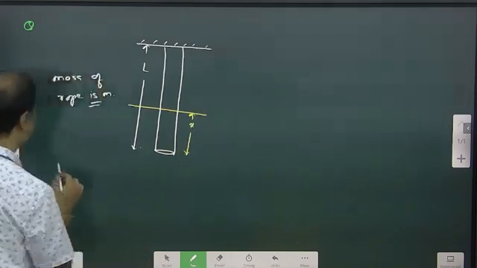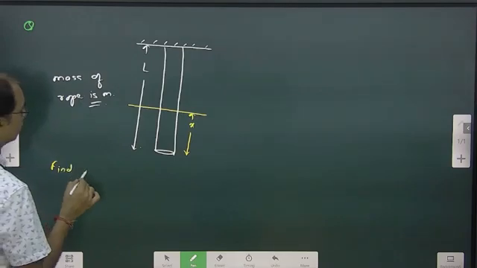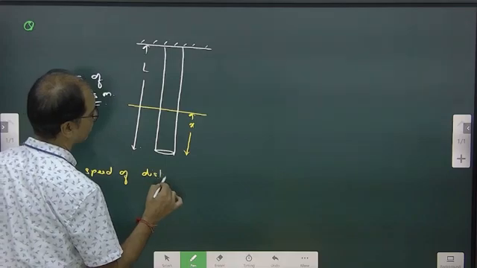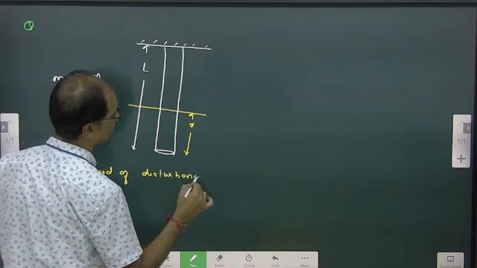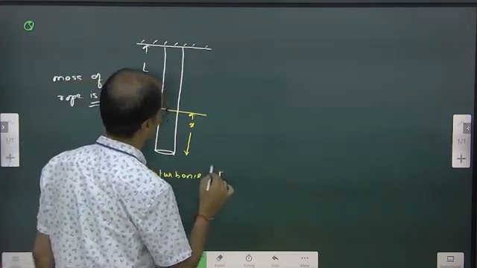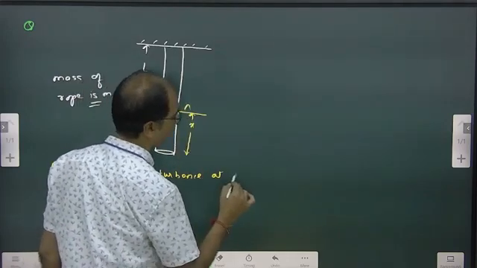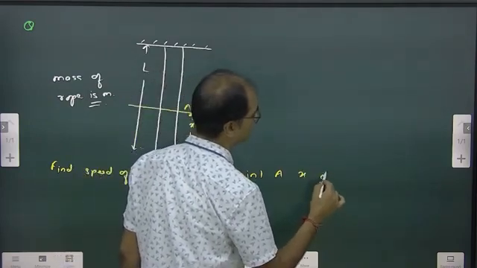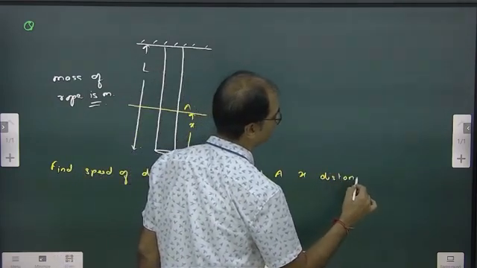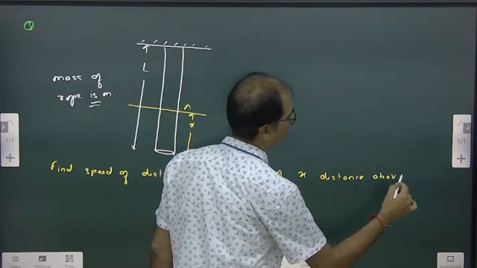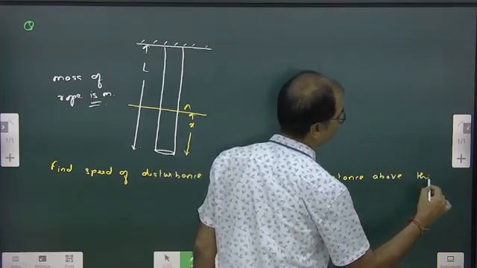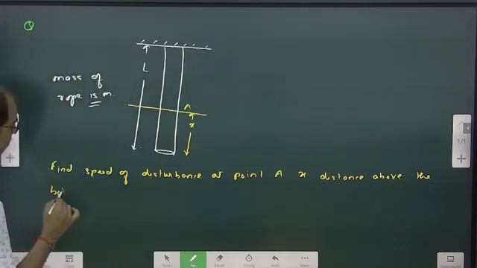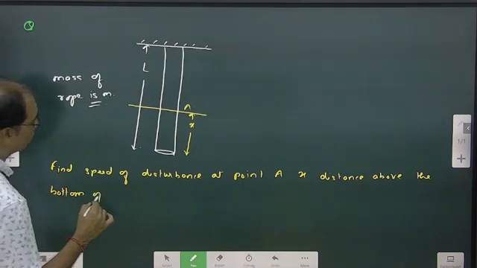Find speed of disturbance at point A. X distance above the bottom of the rope. X distance above the bottom of the rope.